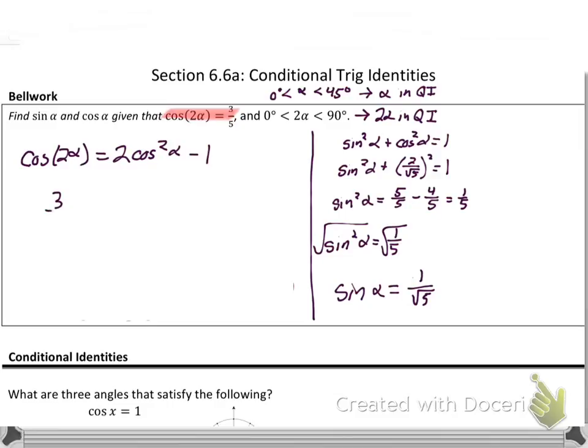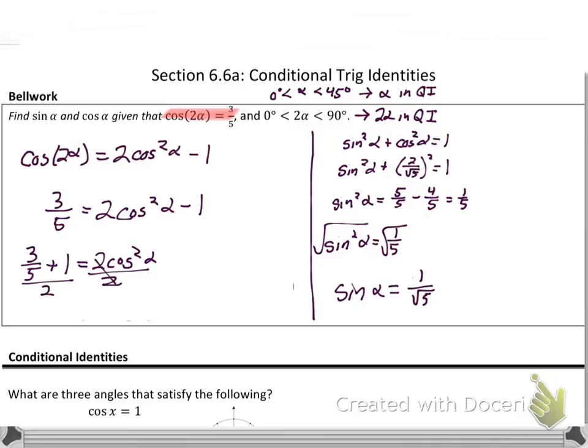So she could plug in 3 over 5 equals 2 times cosine squared alpha minus 1. So then in solving this, I would add 1 to both sides. So we have 3 over 5 plus 1 equals 2 times cosine squared alpha. I would divide by 2, and then I would take the square root.